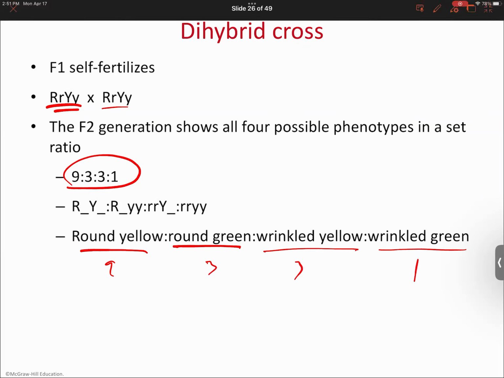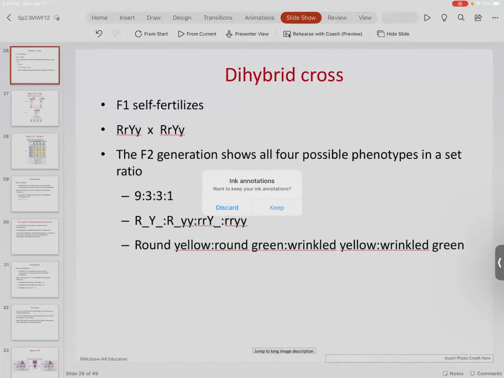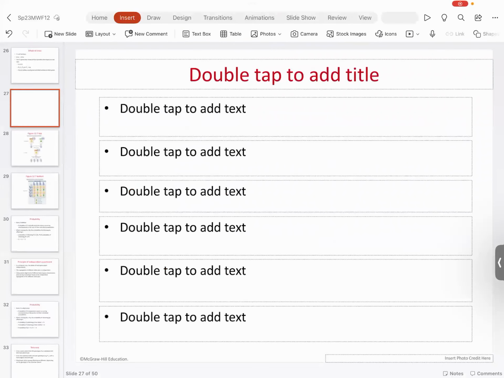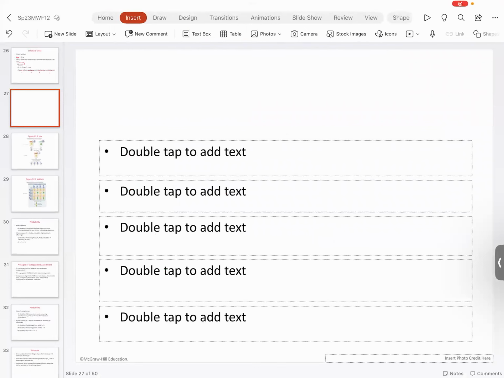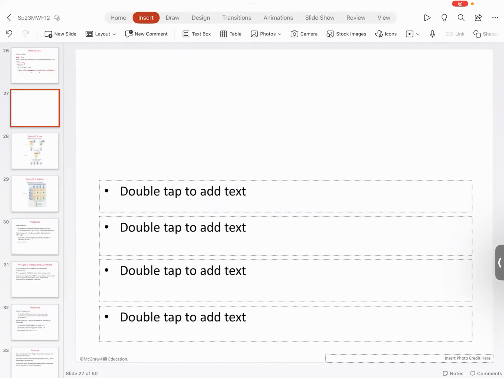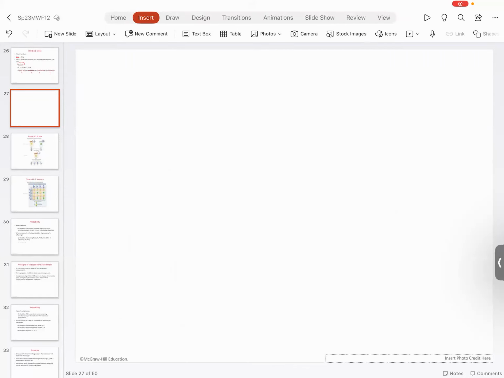Okay, wait. Let's make some sense out of this first of all. I was going way too fast. Let's slow it down and let's add some more slides. Genetics has a lot of added slides in it, mostly because there's a lot of unpacking that has to happen in genetics. Okay.